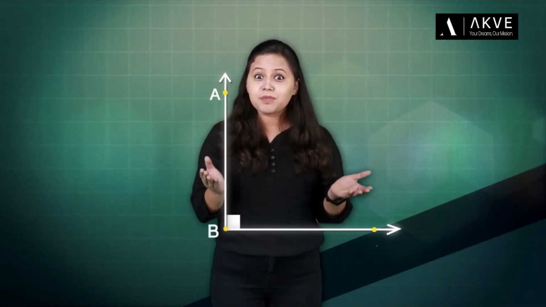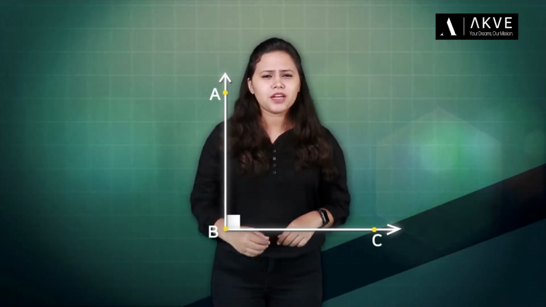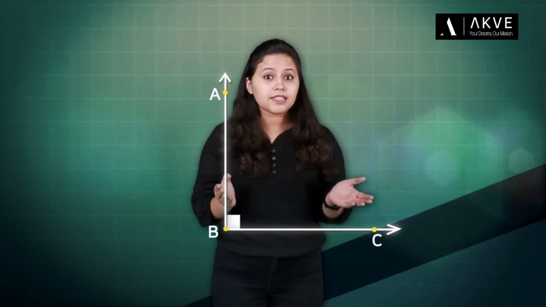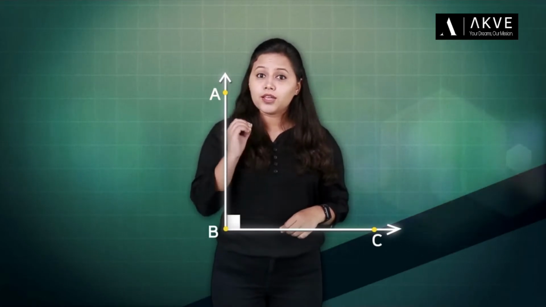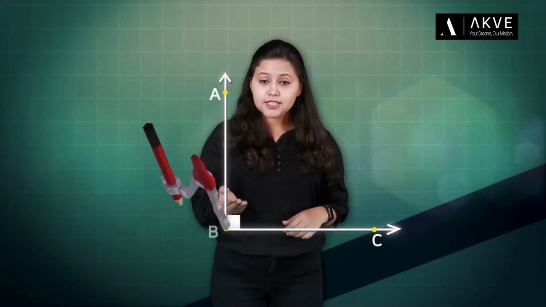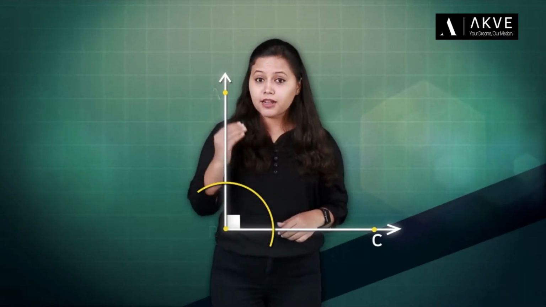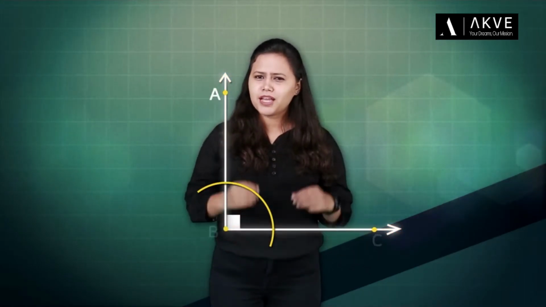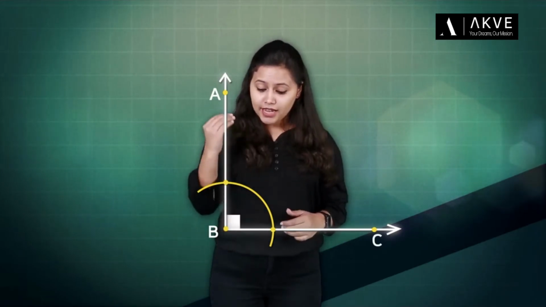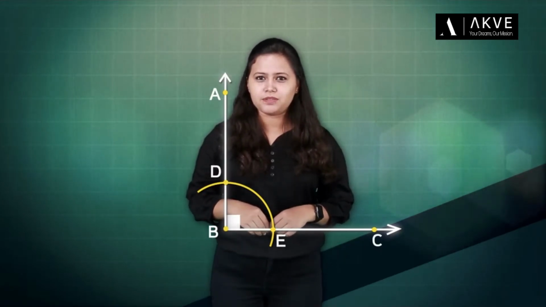In the previous video, we learned how to construct an angle of 90 degrees, right? So here we have angle ABC of 90 degrees. The first step is to bisect this angle. For this, using a compass and taking B as center, draw an arc such that it intersects the rays BA and BC. Name these intersection points D and E respectively.